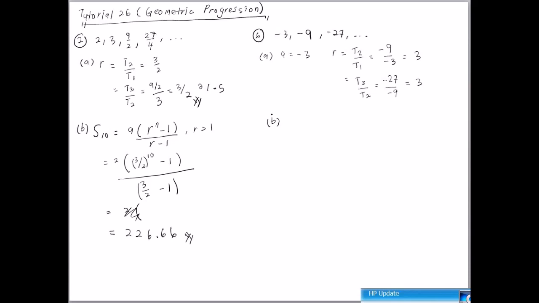Okay, B, find the sum of the first 9 terms. Since our R is 3, also more than 1, we will use the same formula as from question 2: a times R power n minus 1 over R minus 1. This one is for R more than 1. Substitute, our a is -3. Our R is 3. Since we want the sum of the first 9 terms, n is 9. So 3 power 9 minus 1 over 3 minus 1.